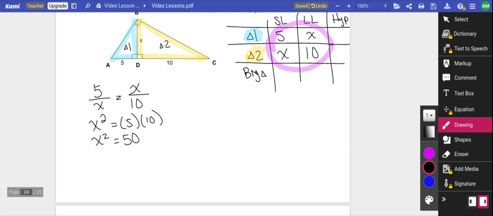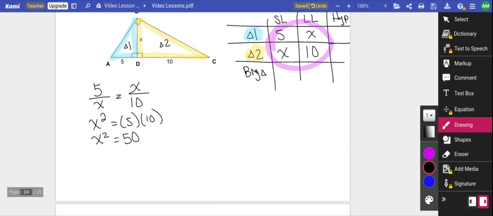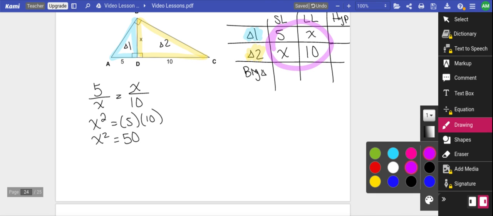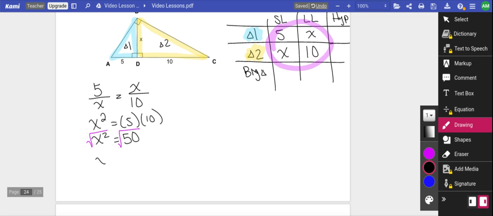X squared is equal to 50. Now again, I need to get X by itself by square rooting it. I can say that X is equal to the square root of 50, or I can use my graphing calculator to get it into simplest radical form.